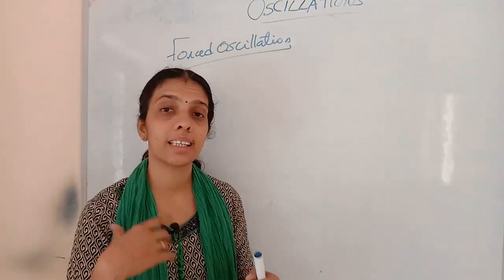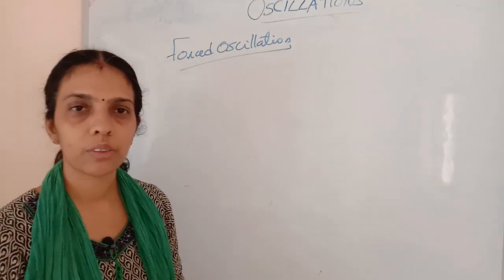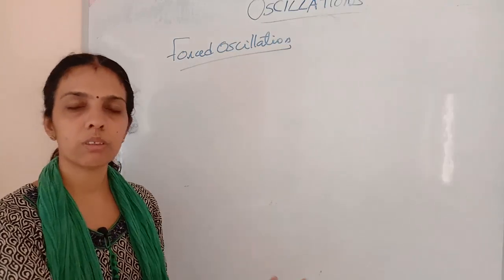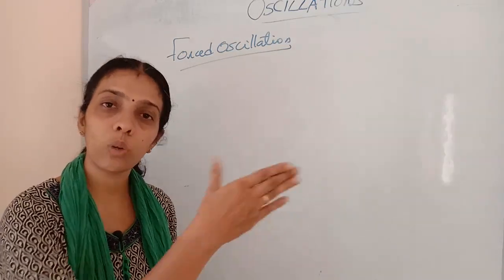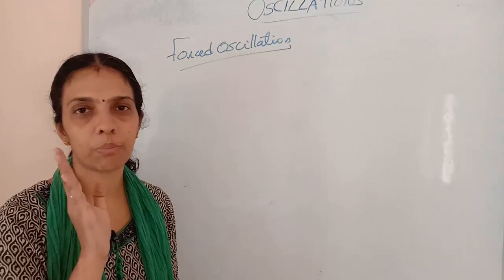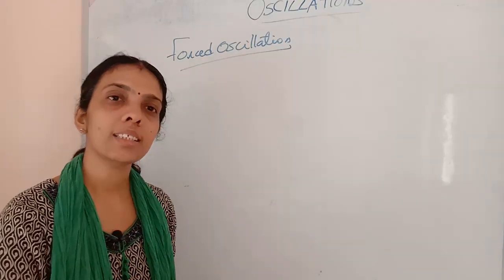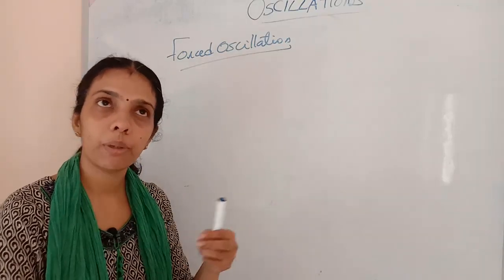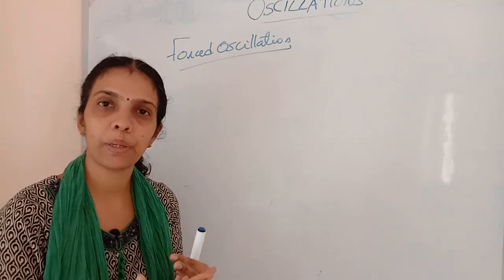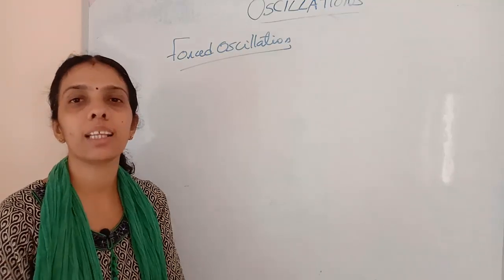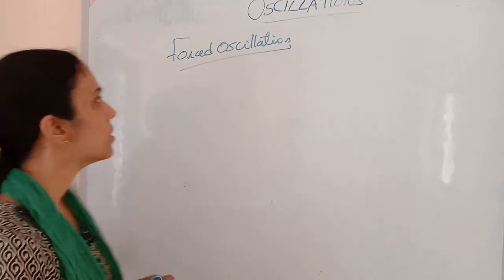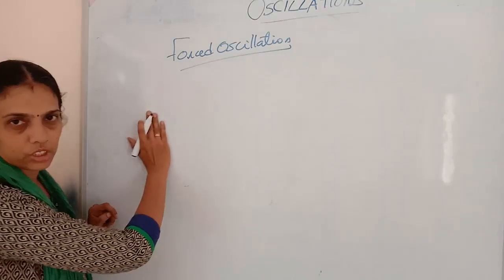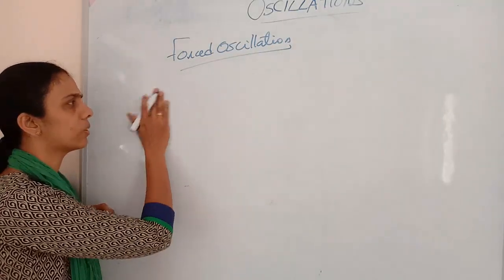Externally we are applying force. Initially we give a small force, then only it will come to that oscillation part. Then, to overcome the damping, we are again applying a force. So here, forced oscillation. How can we write this?